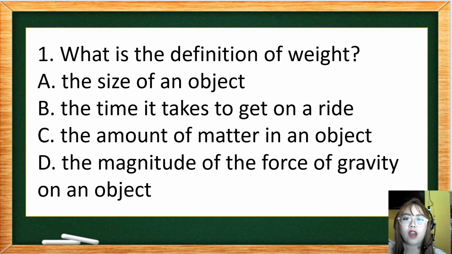Number 1. What is the definition of weight? A. The size of an object. B. The time it takes to get on a ride. Letter C. The amount of matter in an object. Or letter D. The magnitude of the force of gravity on an object.